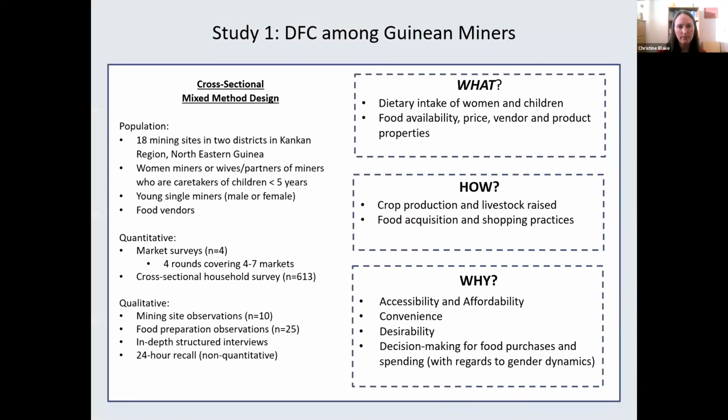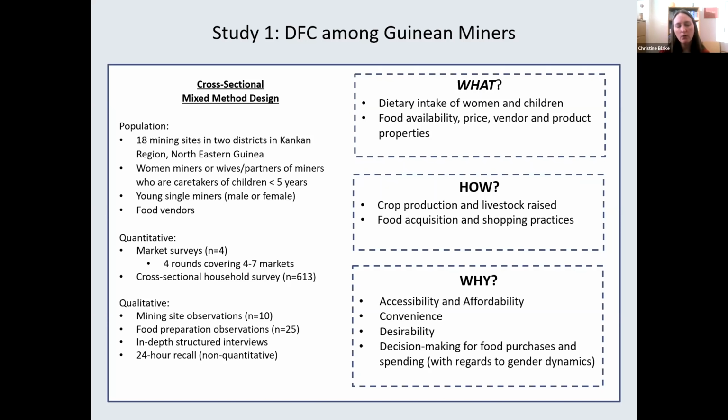They used a cross-sectional mixed methods design in 18 mining sites in two districts in the Kankan region in northeastern Guinea. They recruited women miners or wives and partners of miners who were caretakers of young children, young single miners, male and female, and food vendors. They conducted both quantitative and qualitative data collection, including cross-sectional household surveys, mining site observations, food preparation observations, and in-depth structured interviews, as well as non-quantitative 24-hour recalls.